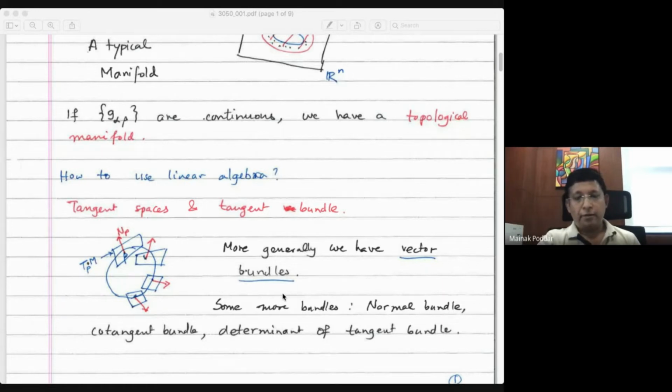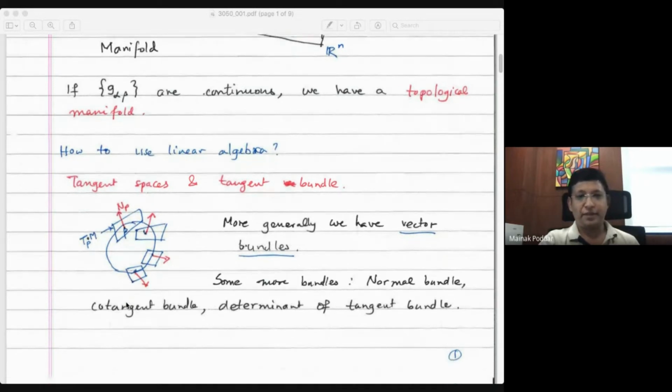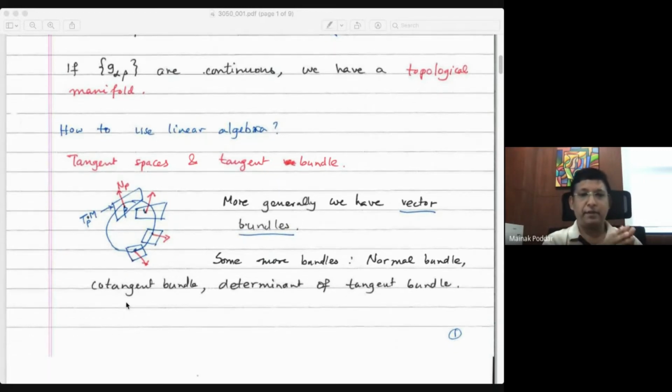And so, in general, you can have other kinds of vector bundles. And these bundles will give you a way to do some interesting linear algebra when it comes to manifolds. The tangent space has local information, and the bundle overall has some global information about the manifold. So this whole collection of tangent and normal bundles.